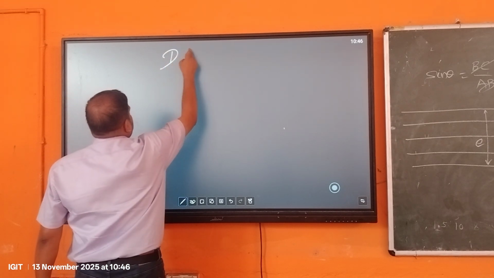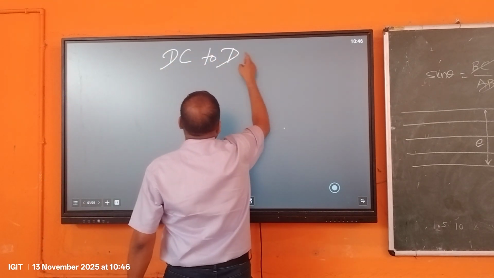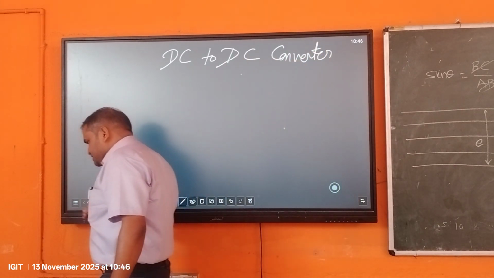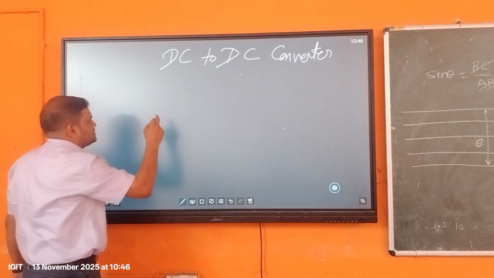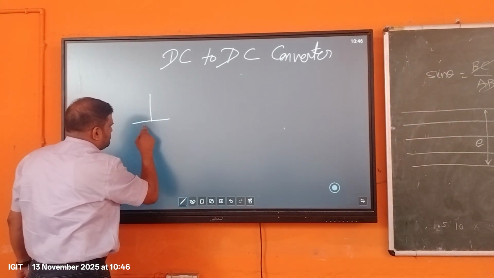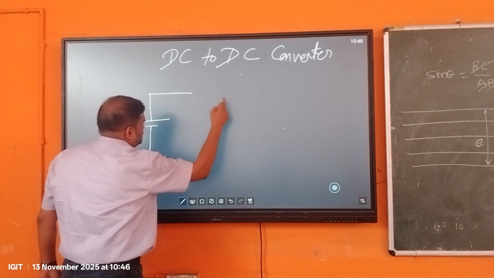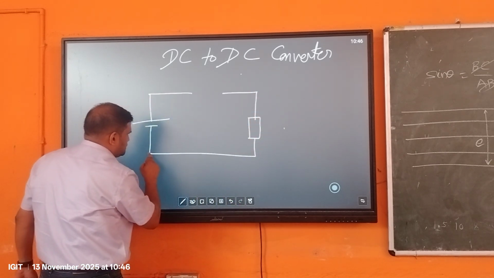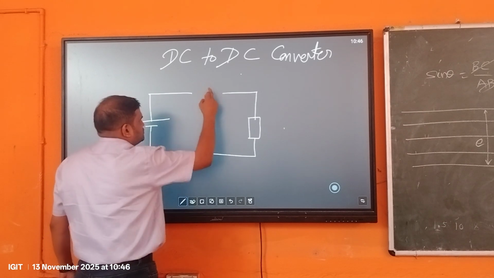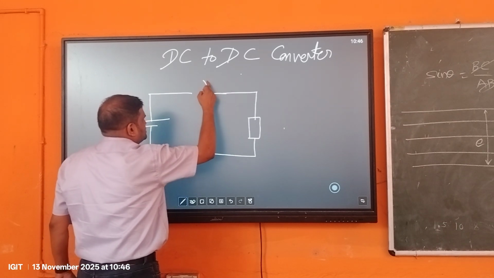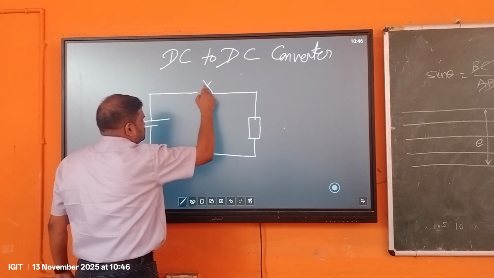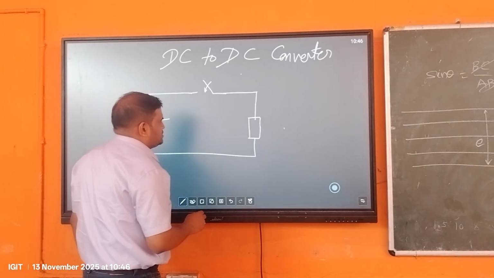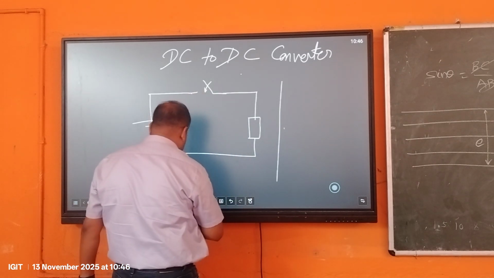Okay, we start with the DC to DC converter. A very simple way of understanding is that if we give a DC supply like this to a load, now we can simply connect a switch over here, and this switch is allowed to turn on for some time, and this switch is turned off for some time. In this situation, the output voltage will look like this.